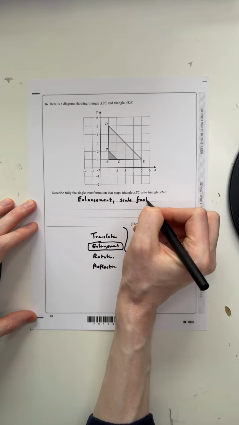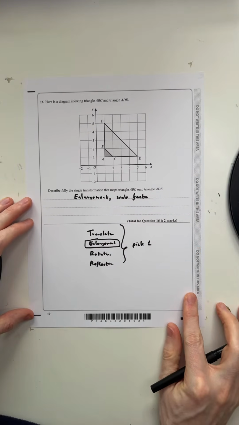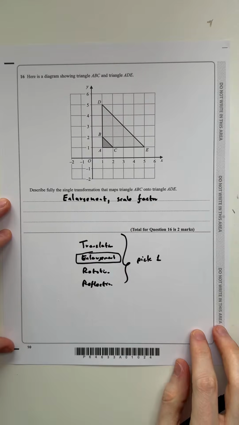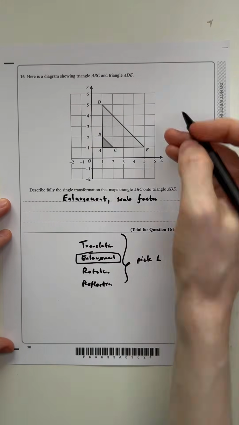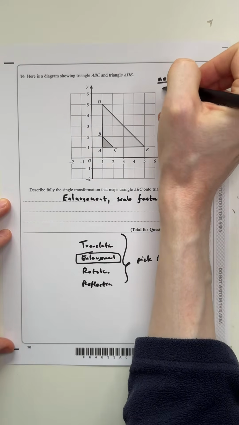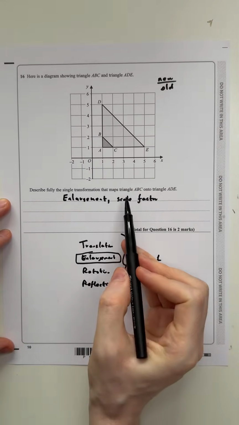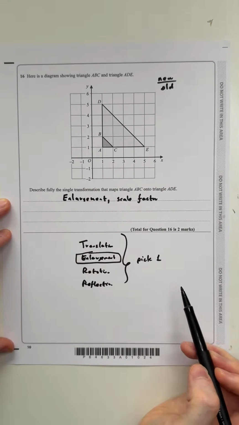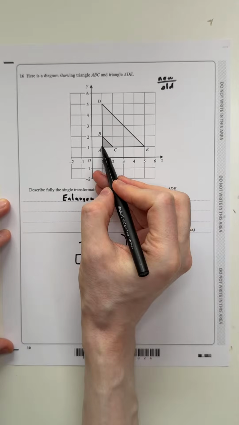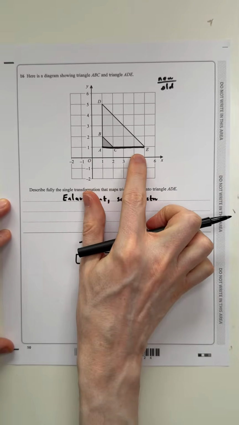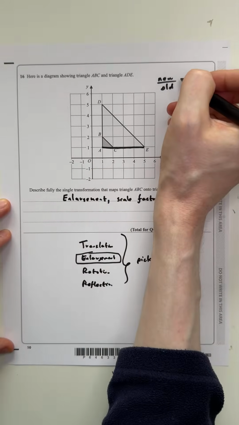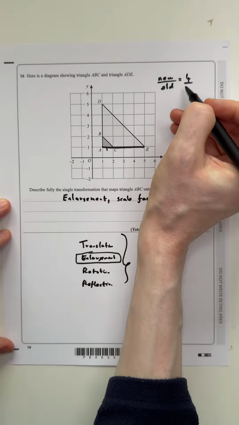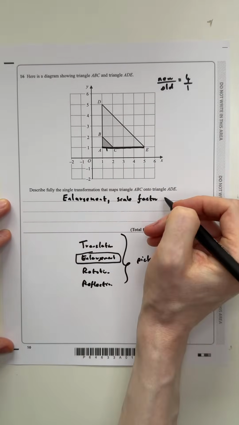To find the scale factor, you always divide the new length by its corresponding old length. It was ABC, the small triangle, onto ADE, the big triangle. So the new length is going to be AE, which is 1, 2, 3, 4, so 4. Be careful of the scale. Divided by the old length, AC, which is just 1, and 4 divided by 1 is 4. So the scale factor is 4.